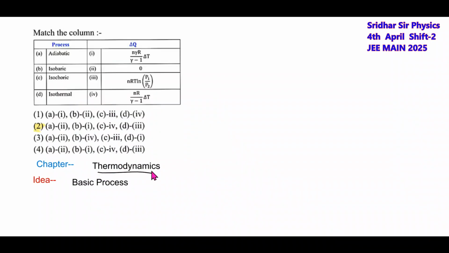This question belongs to the chapter thermodynamics, and the idea involved is about the basic processes and definitions. You have to match the column. There's a process and there's delta Q. What is delta Q? Heat exchange. In adiabatic process, no heat exchange. So adiabatic process, no heat exchange. Next, in isobaric process, it should be equal to n gamma R by gamma minus 1 delta T.